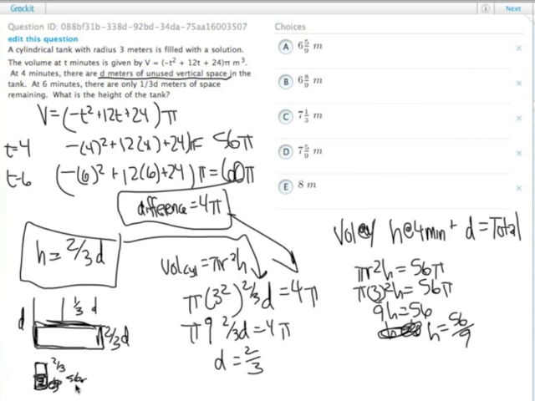So here, the height of the cylinder of water is 56/9. 56 ninths plus 2/3 equals the height of the entire tank. Those two things added together end up equaling 62 ninths, which equals 6 and 8 ninths. Answer choice B.